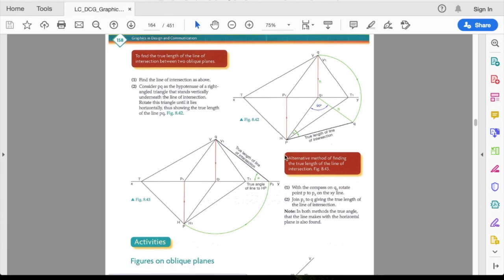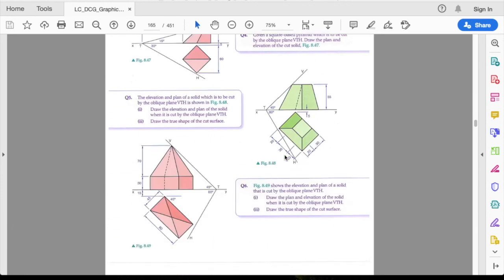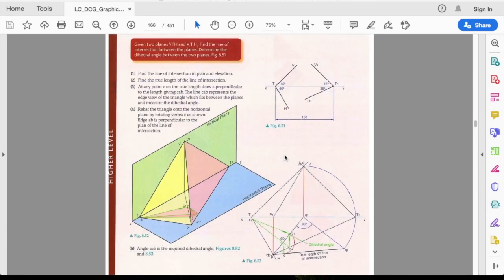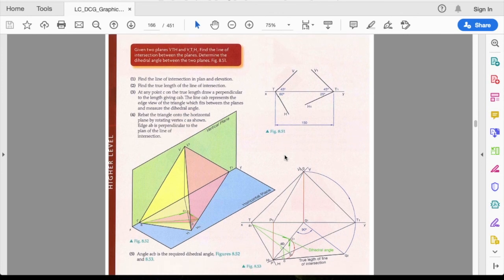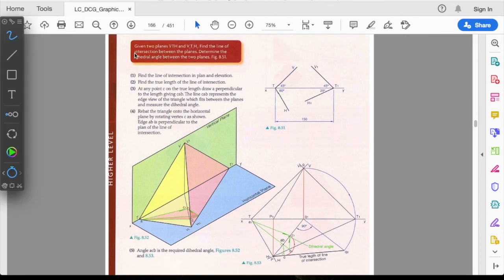So if I go down a bit further onto page 160, what we're asked to do with this one is to find the line of intersection between the planes and then determine the dihedral angle between the two planes. Now this is very similar to the example a second ago, and you'll see here is the three-dimensional view of it. And you have your vertical traces crossing and you have your horizontal traces crossing, okay? And you'll see that they found the line of intersection the same way.